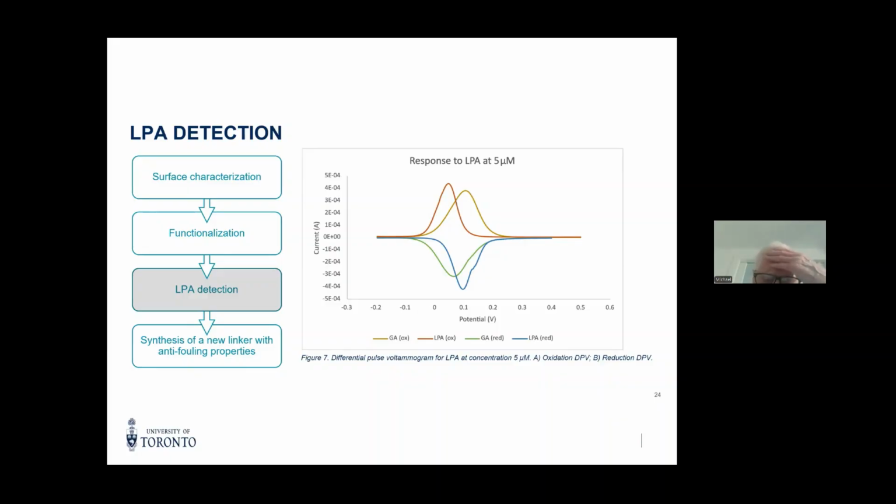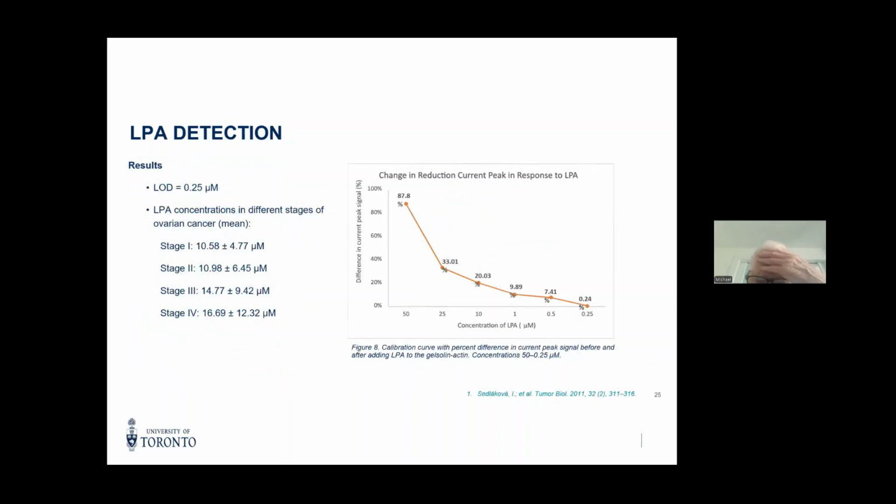It's a different type of electrochemical technique, and we can detect with very similar surface chemistry. We get a quite nice calibration curve for LPA detection, and we can get this down to the levels of stage 1 for sure in terms of the detection characteristics. So that summarizes what we've done in electrochemistry. Most of this work has actually just been published in the last 12 months.